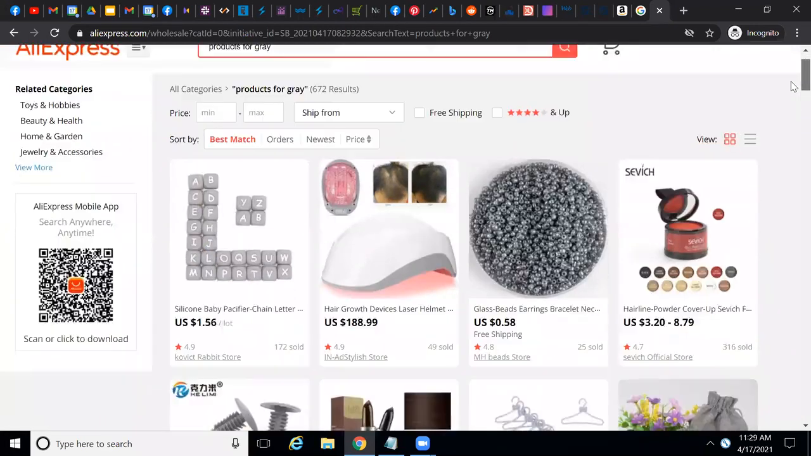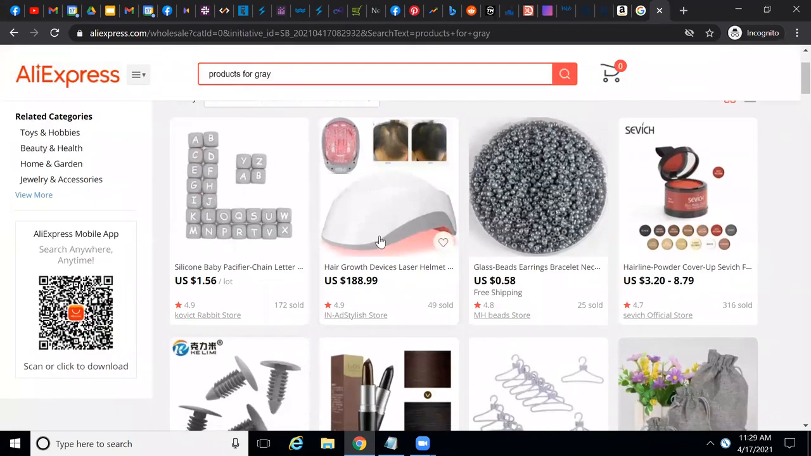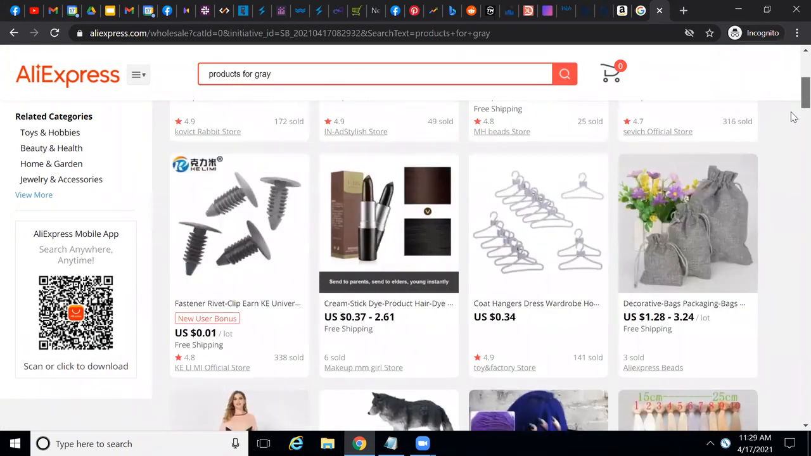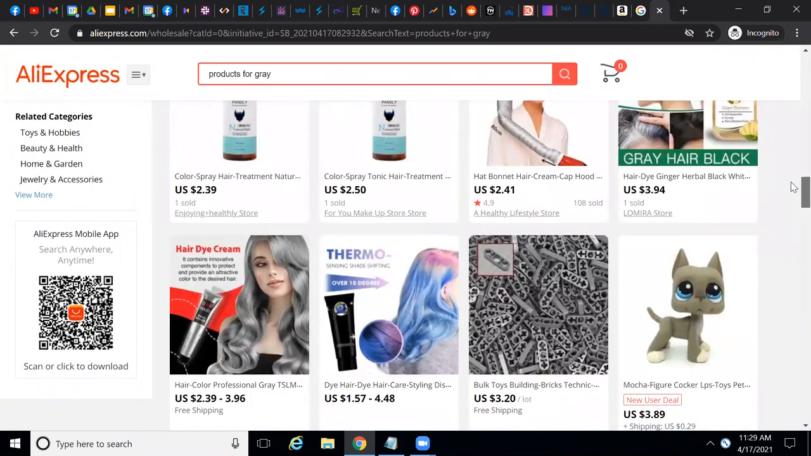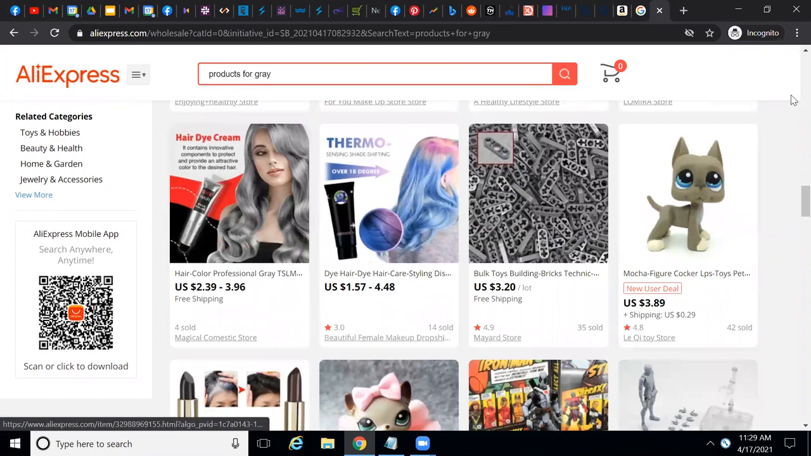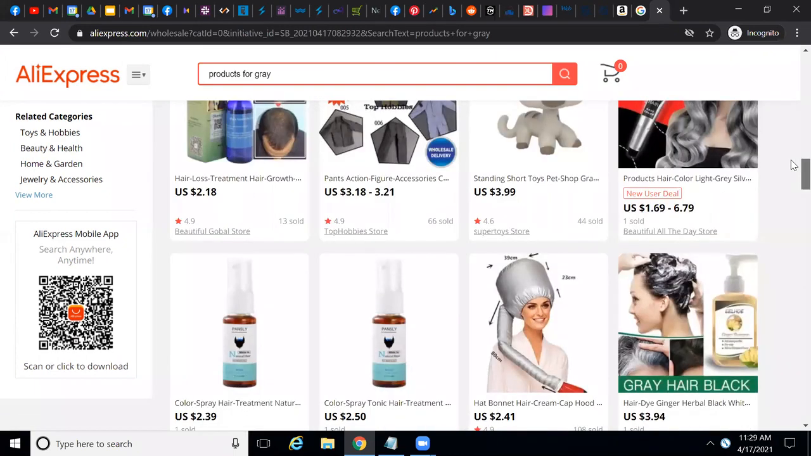So this one, sometimes people with gray hair, their hair is thinning. So this is some kind of helmet that stimulates. They've got gray beads. I don't care about that. So this one is a dye, some type of dye. Let's see.